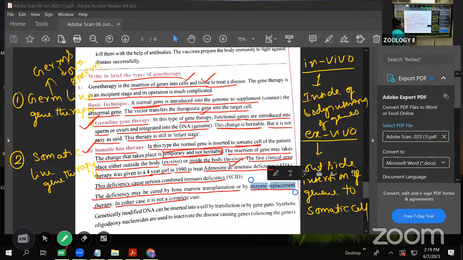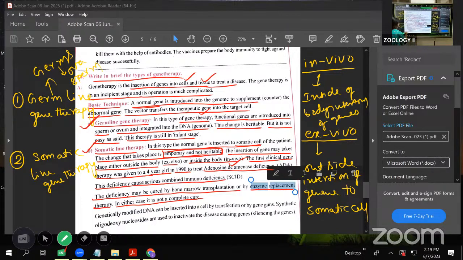not a complete cure. Here, we can cure the adenosine deaminase deficiency with bone marrow transplantation or enzyme replacement therapy. Two ways we can cure this disease, but it is not a complete cure. Sometimes it may occur again next also. That's why it is not permanent. Clear? It is temporary.